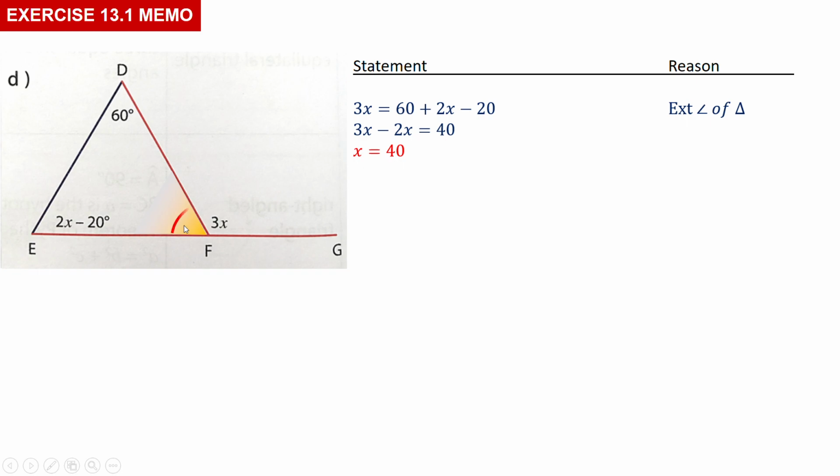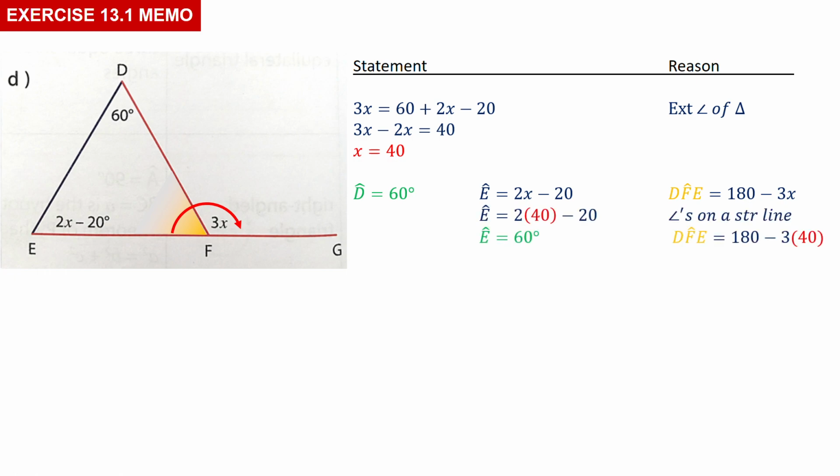But I can work it out because those two angles are next to each other and they're on a straight line. So I know that angles on a straight line add up to 180, right? So this angle here, DFE, is equal to 180 minus 3x. Okay, so I already know that D is 60, they told me that. E is equal to 2x minus 20, and DFE is equal to 180 minus 3x, which we've spoken about. Okay, then I can substitute x, and in the end I'm going to find that there are 3 angles of 60 degrees, which means that it's an equilateral triangle.